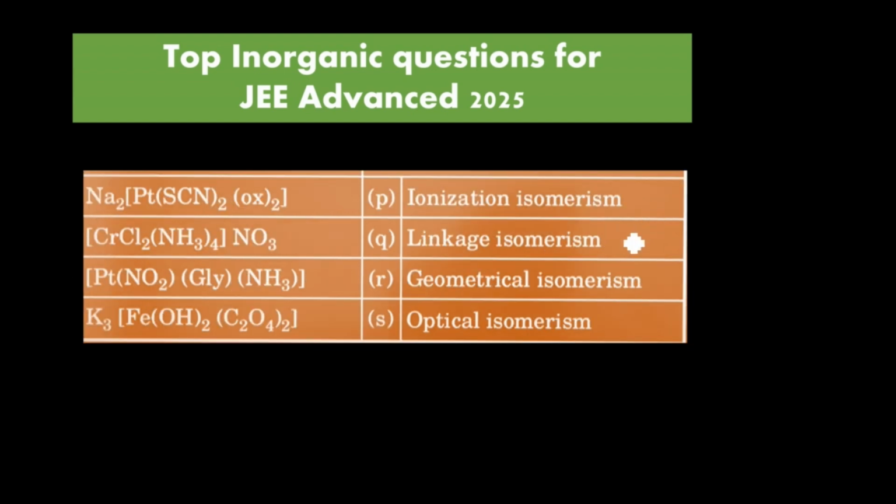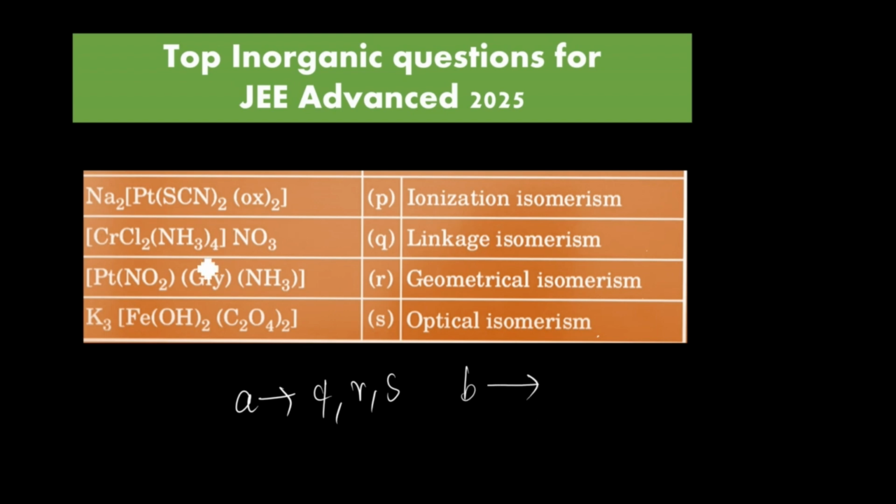Another type of isomerism is ionization and linkage isomerism, as you can see: Na2[Pt(SCN)2...]. SCN is there, so obviously it will have linkage isomerism, and this is AA2 type. So it can exhibit linkage isomerism, geometrical and optical. So A is Q, R and S.